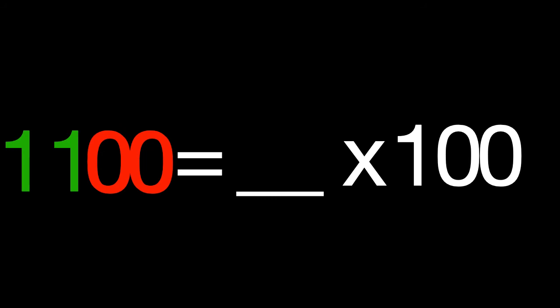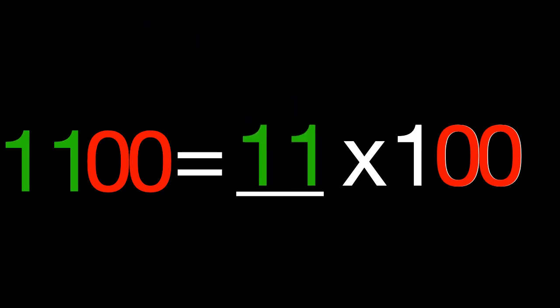Let's take a look at another one. This time the answer is 1,100. Now I've got a blank times 100. Well, I know that the 100 is going to contribute those 2 zeros. So what's left is the green numbers, which would be 11. So 11 times 100 is 1,100.